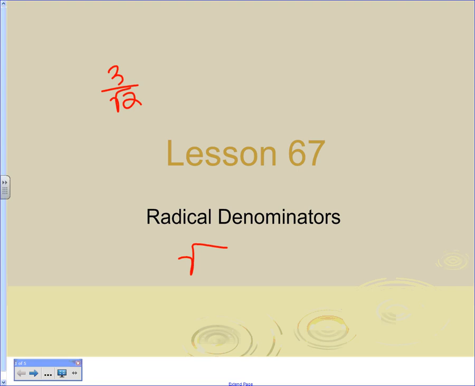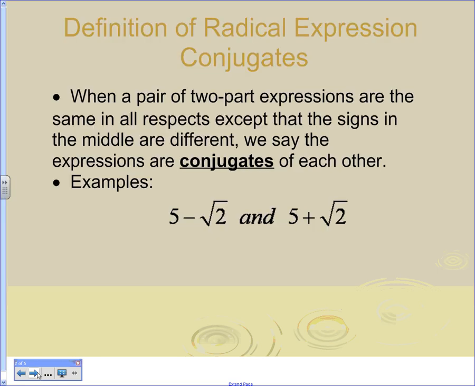We've had problems like that, but what we're going to do is work with problems like this. On this one, what did we do? But this one's a little bit different because there are two terms. Okay, so that's what we're going to talk about today. All right, so looking at conjugates.